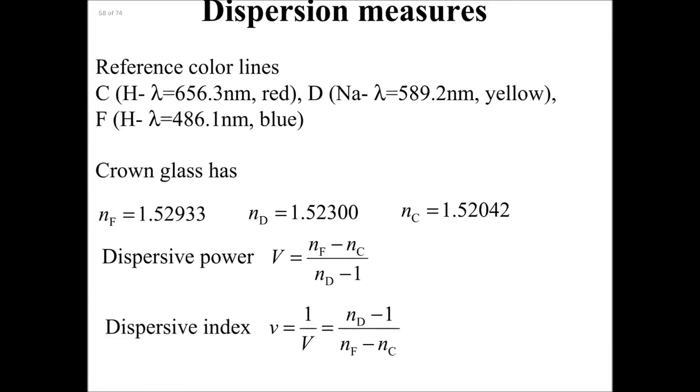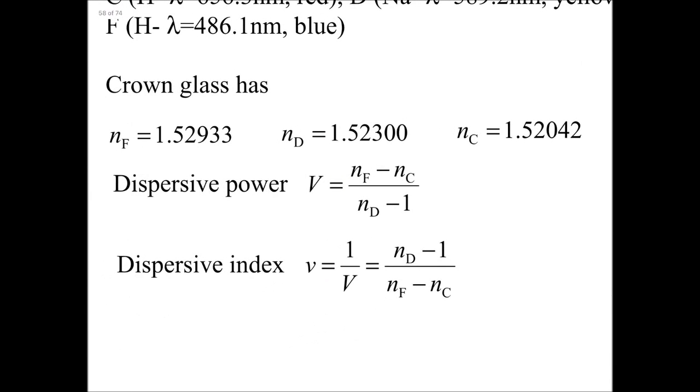Okay, the definition of dispersive power of a prism is (nF minus nC) over (nD minus 1), and the dispersive index is the inverse of the dispersive power. So these are different parameters that you would require if you're designing and constructing prisms for specific applications.